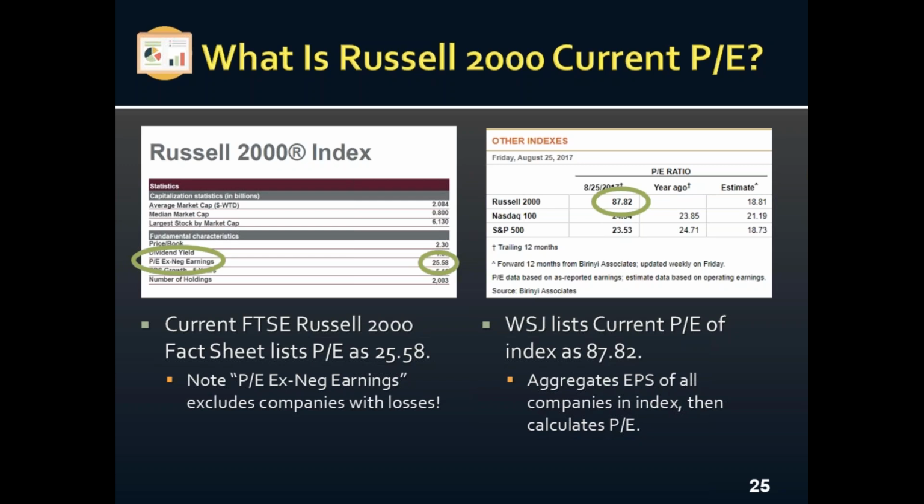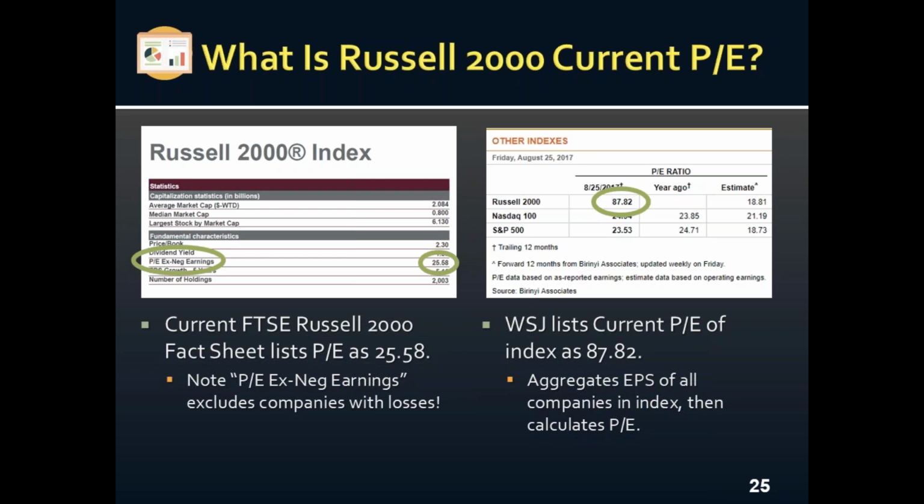Two weeks ago, Mark Hulbert wrote an article for MarketWatch where he talked to a financial advisor, a data guy, who had calculated the PE ratio of the Russell 2000 if you had taken all of the companies' earnings, added them together, and then divided it by the price of all companies. And the Wall Street Journal website actually lists the PE ratio that way. That's how they calculate it.